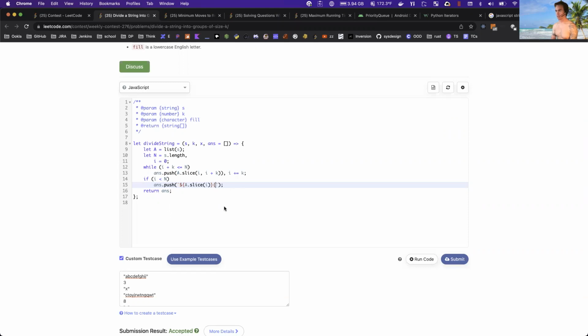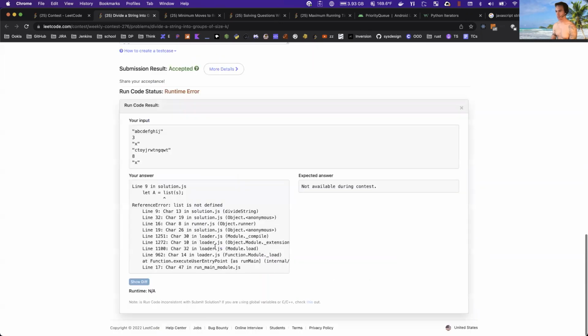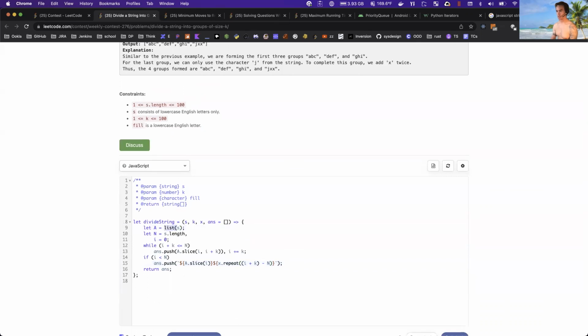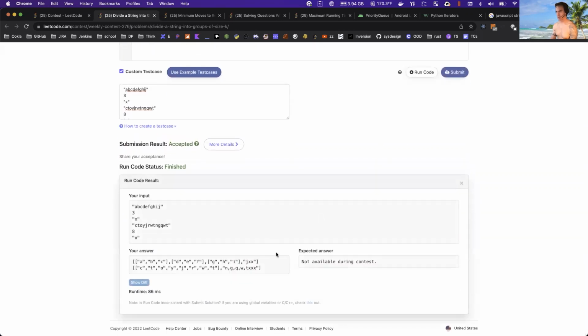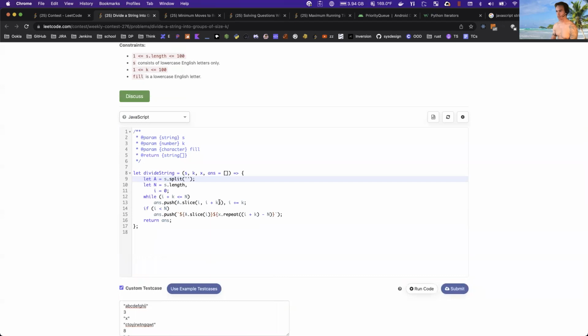String dot repeat, right? X dot repeat. How many times do you want to repeat this thing? Dollar sign. How many K exceeds N by? Right? I plus K. List is not defined. Split. Alrighty. Okay, and then I just need to join this back to string. Slice dot join. Alright, how should it end? Dot map. There. Next dot join. There we go.